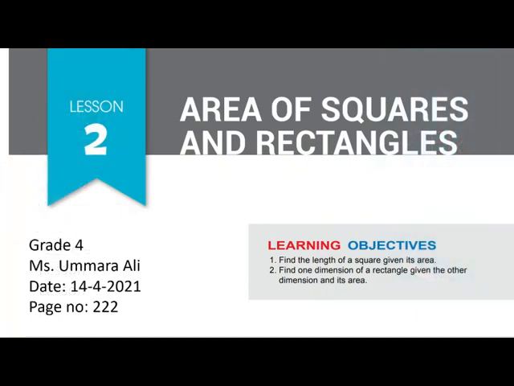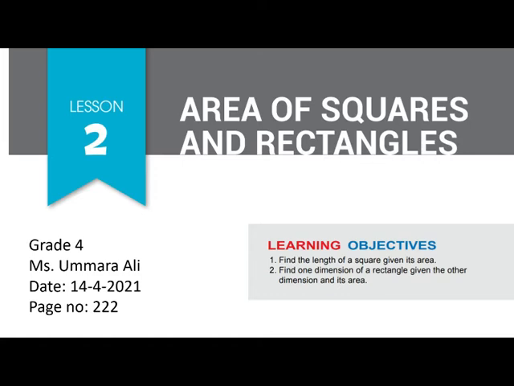Previously we did lesson number 1. So in this lesson we will cover the area of a square and rectangle: how you can find out the length of a square when the area is given, and if one dimension of a rectangle is given along with its area, how you find out the other dimension.